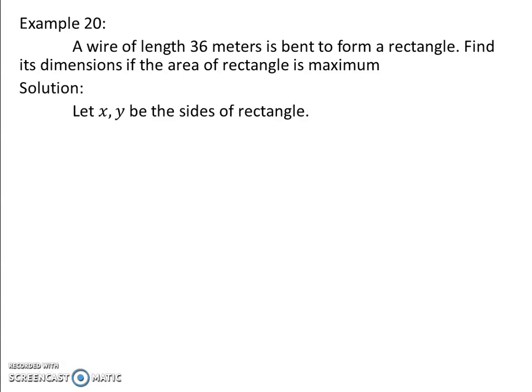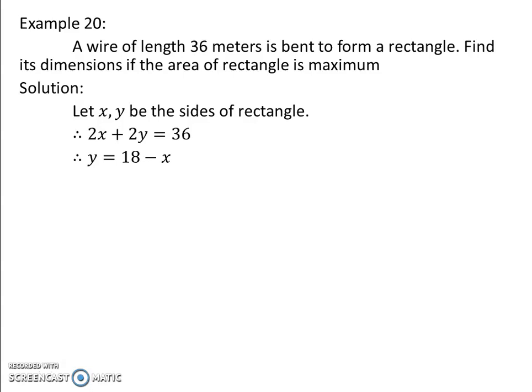Let x and y be the sides of the rectangle. Therefore the total length of the wire is 36. That is nothing but the perimeter of your rectangle. Hence 2x plus 2y equal to 36. So y equal to 18 minus x. So this is the relation between x and y.